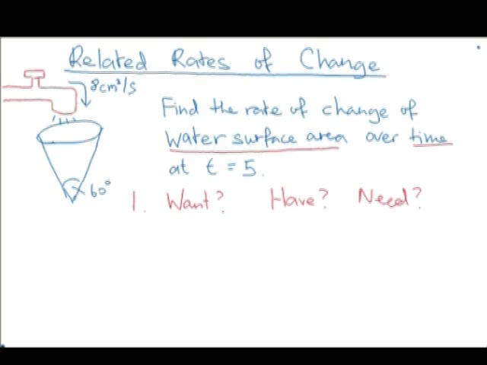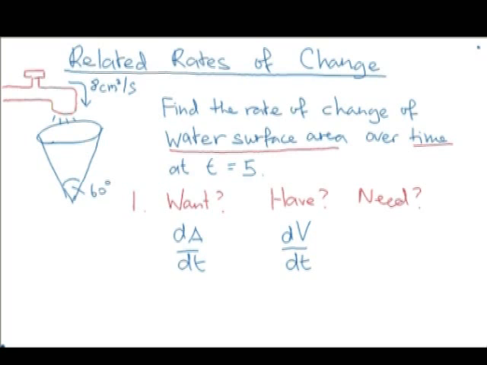Right? So you want dA dt, where A is going to be the water surface area. Okay? Now, what do you have? Go to the question again and see what rate you've been provided. You've been provided with 8 centimeters cubed per second. So the volume of water going inside the cone per second, or in other words, dV dt, right? Change in volume over change in time.